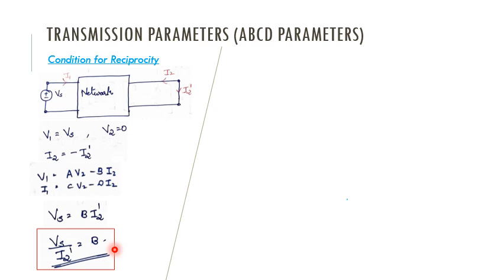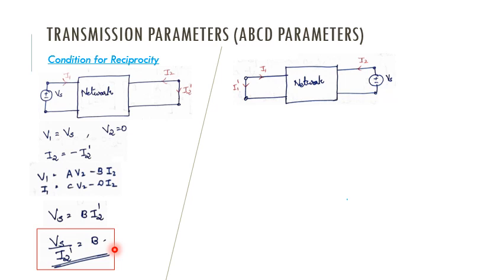Now let's consider the second case where the positions of excitation and response are interchanged like this. From this diagram it is clear that the voltage at port 2, the voltage between these two terminals, is Vs. The voltage at port 1, here we have a short circuit, so V1 is equal to 0. Then I1 is minus I1 dash. In this case also we have to find the ratio of excitation to response, that is, Vs divided by I1 dash.